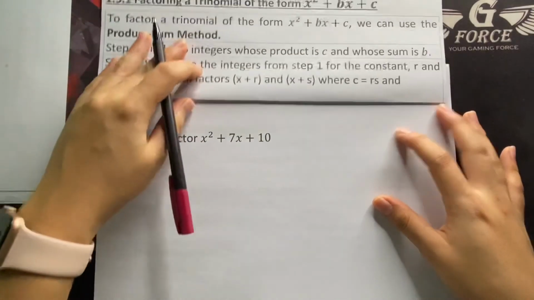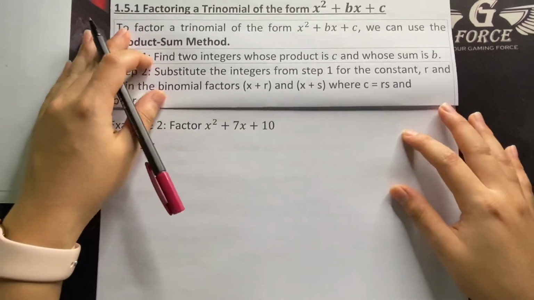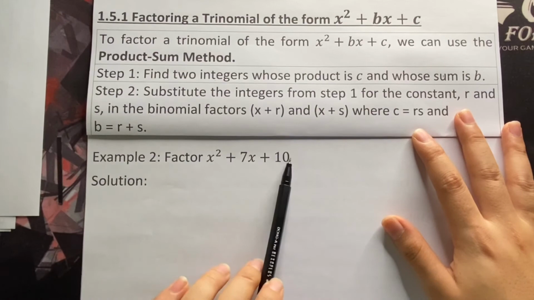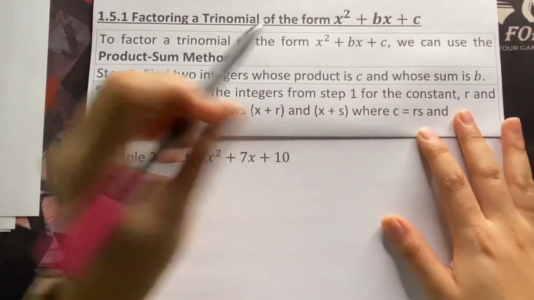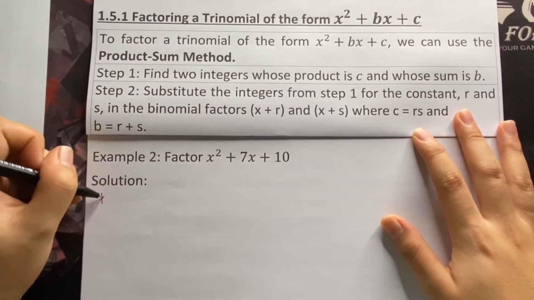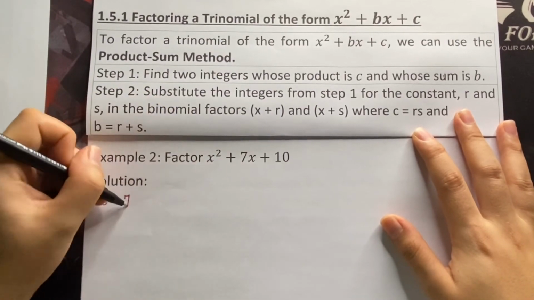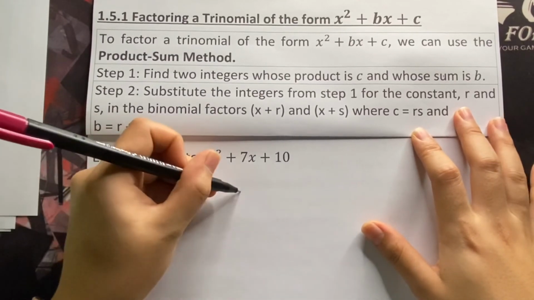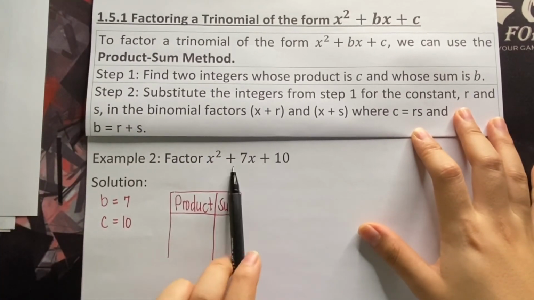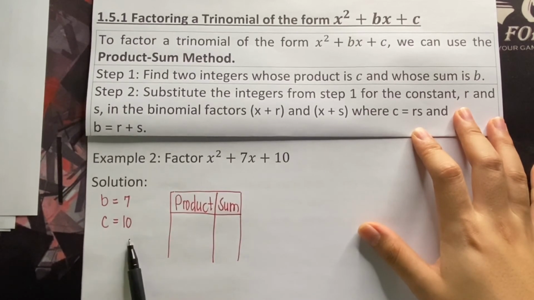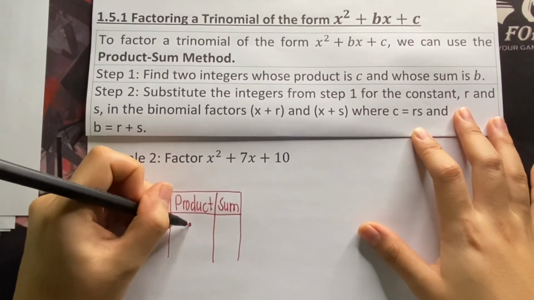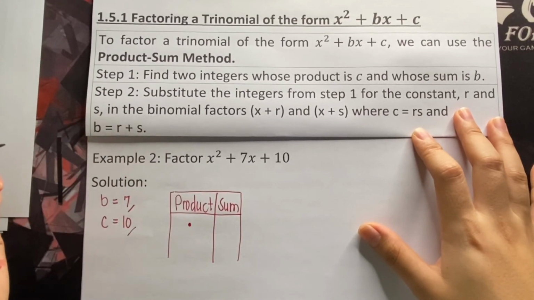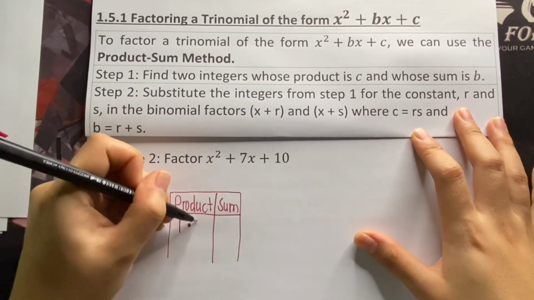Okay, next example. Factor x squared plus 7x plus 10. So, nasa form pa rin yung trinomial na to ng x squared plus bx plus c. Ibig sabihin, ang b dito ay 7 at ang c ay 10. Hanap na tayo ng dalawang integer. Dahil pare-parehas silang addition, hindi na tayo mahihirapan. Parehas positive ang dalawang factor. Ano ang factor ni 10 na kapag pinlas, 7? Okay? How about 1 times 10?